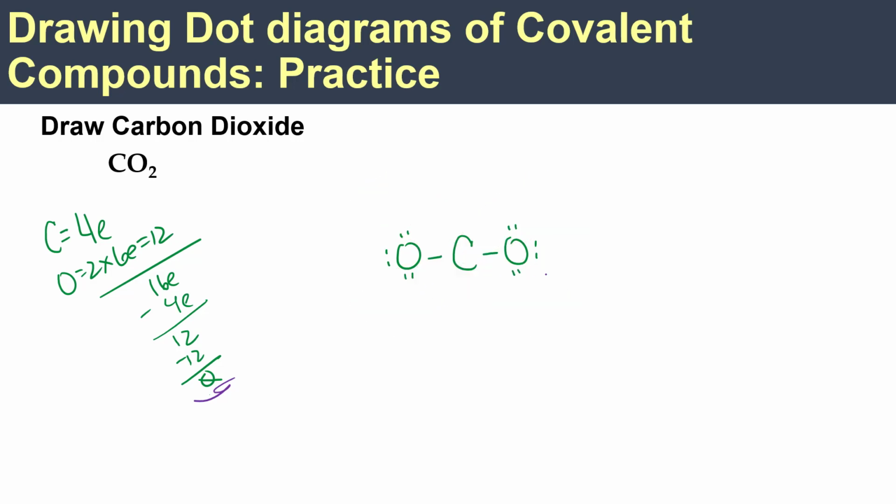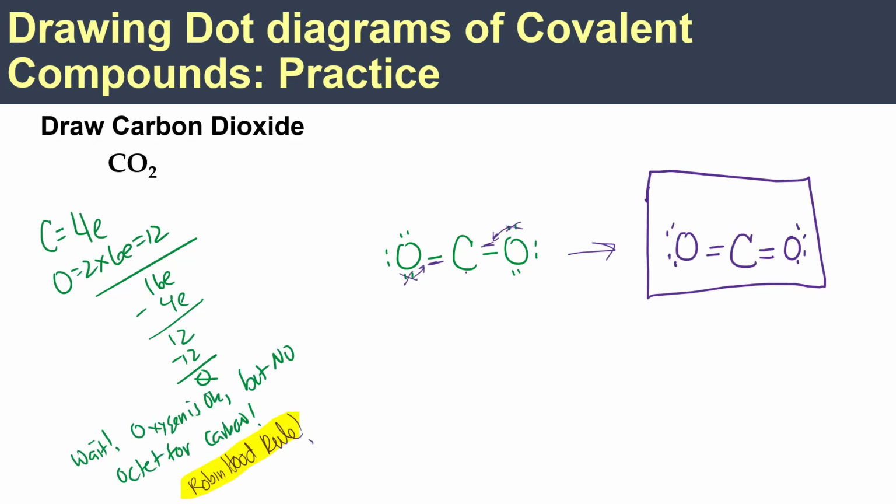A lot of people leave their carbon dioxide like this after using all of their 16 electrons, but the truth is, if you look closer, not every atom in here has 8 valence electrons. Yes, the oxygens do, but the carbon does not. So don't be that guy. What you should do if you are going to do this correctly is apply the Robin Hood rule and steal from the rich and give to the poor.